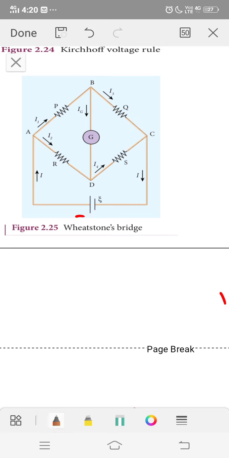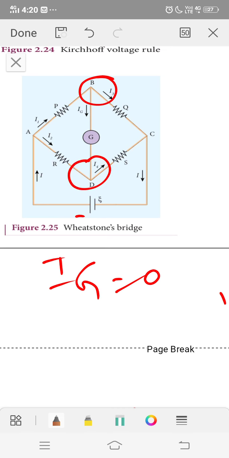So before itself we have 4 equations. In that equation, Ig: when points B and C reach the same potential, there is no deflection, so Ig is equal to 0. So in the 4 equations we have Ig, and we are substituting Ig equal to 0.